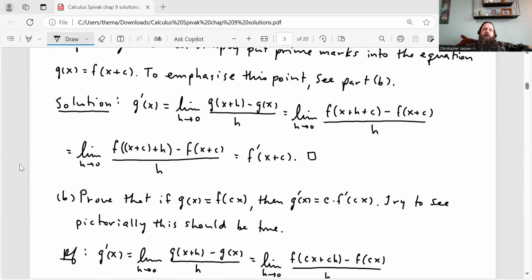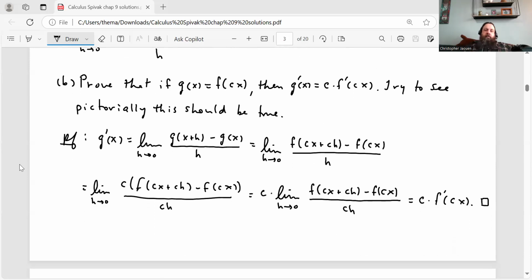Here's the solution. G prime of x, using the definition, is the limit of the difference quotient as h goes to 0, which is equal to the limit as h goes to 0 of f of x plus h plus c minus f of x plus c over h, and then just rearranging things. That's the same thing as limit h goes to 0 of f of, in parentheses, x plus c plus h, minus f of x plus c, over h, which is obviously the derivative of f at x plus c.